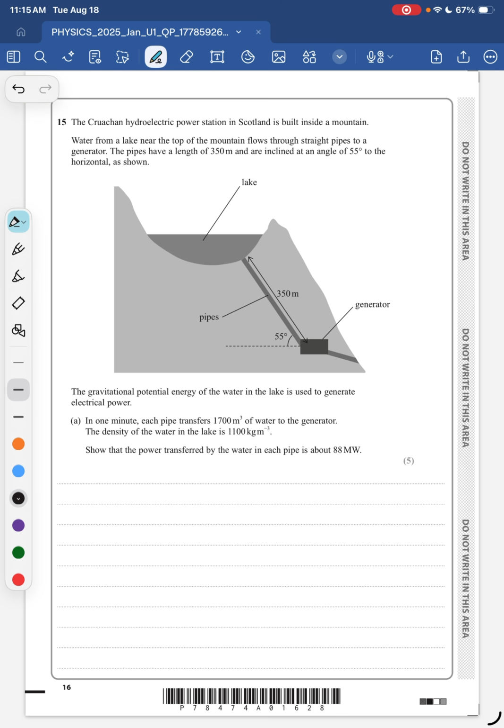Okay, question 15. I don't know how that's pronounced, so forgive me. The Croatian, maybe? Croahan? I don't know. Let me know in the comments. I don't know what the pronunciation is.